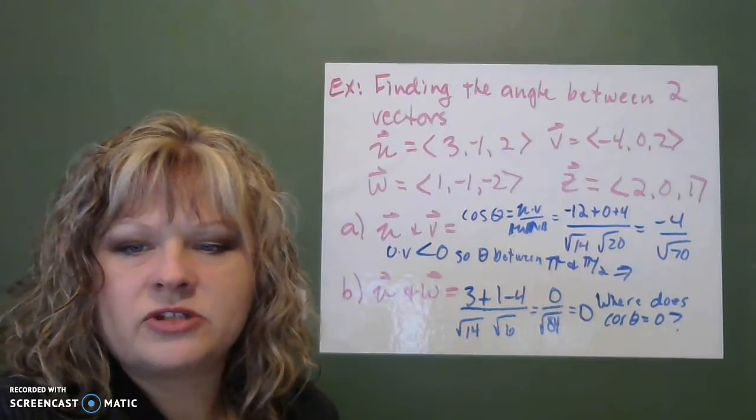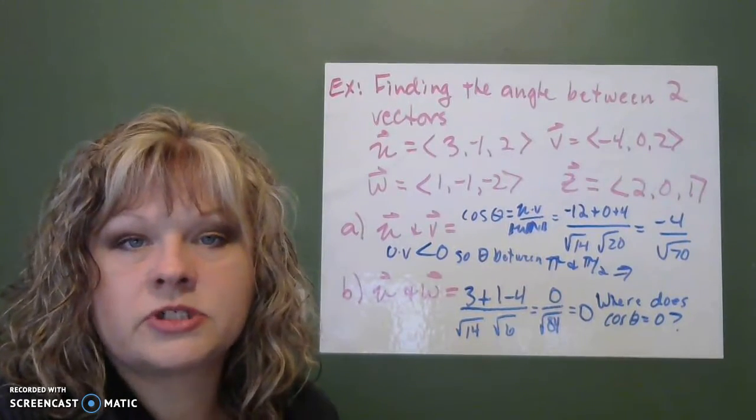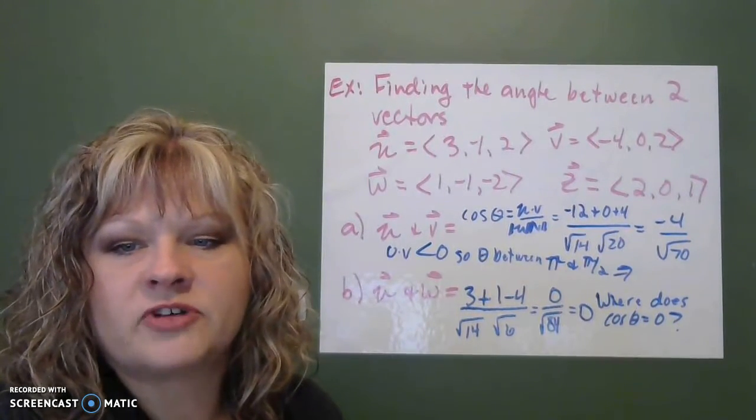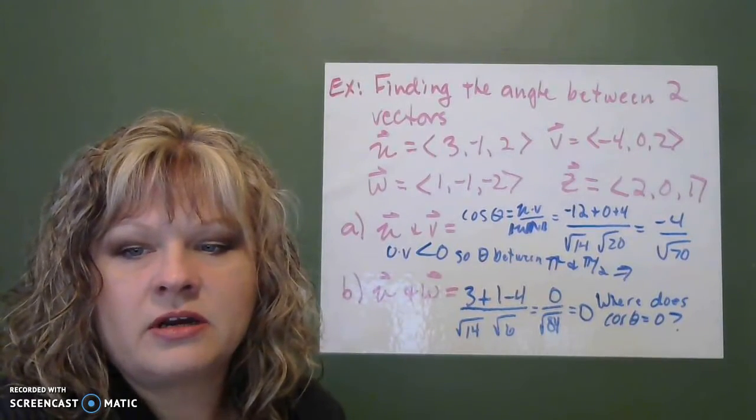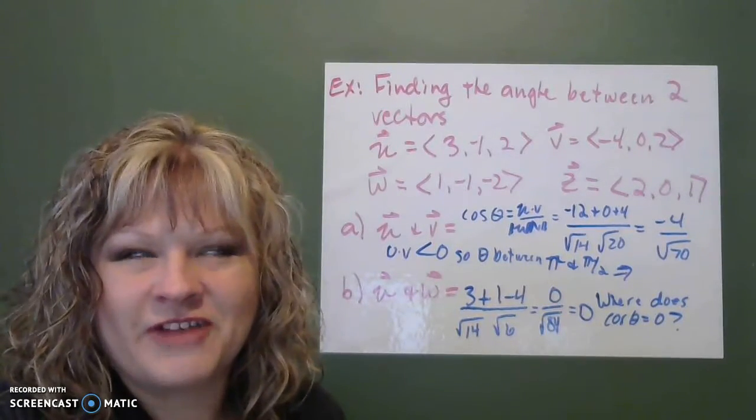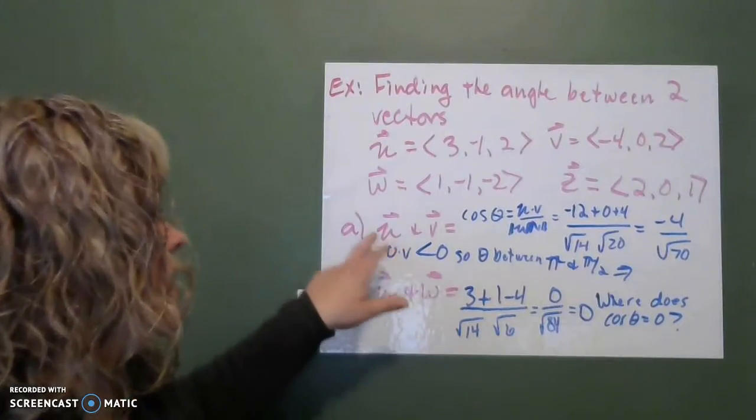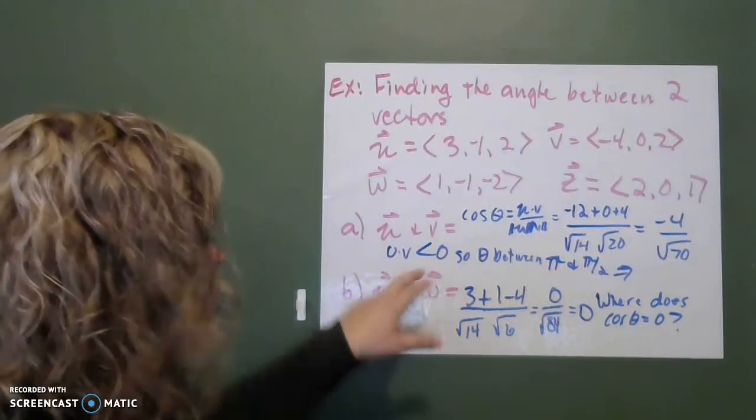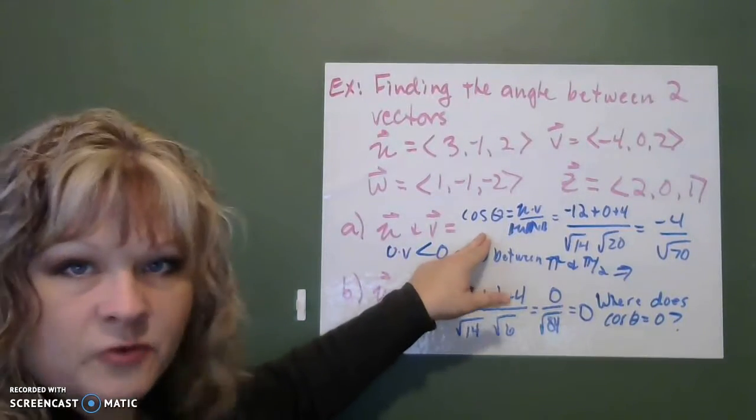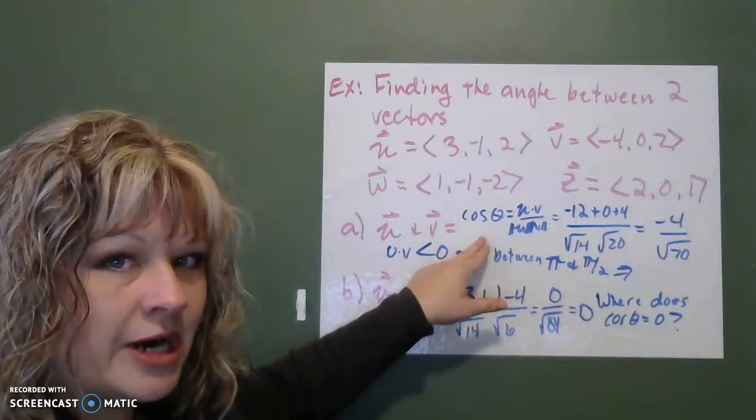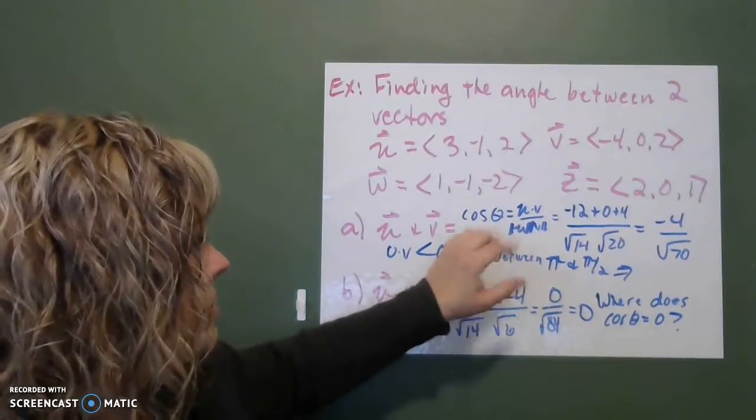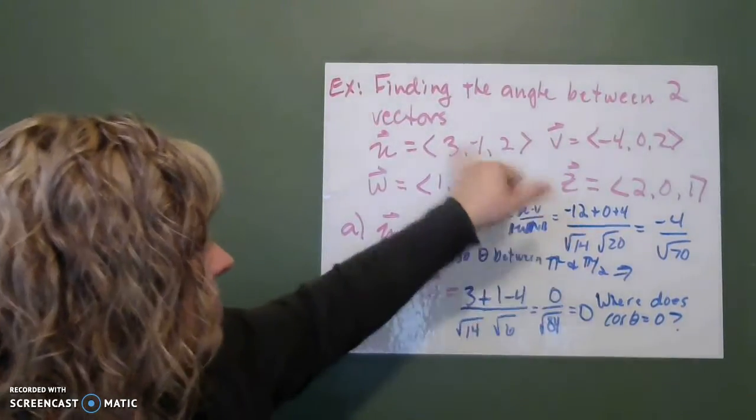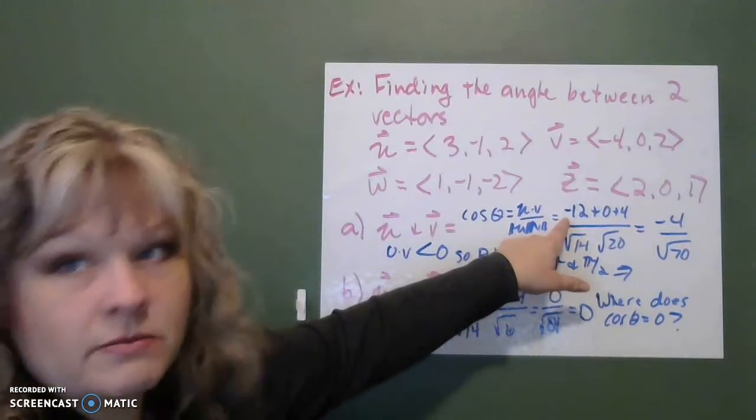So I've got four vectors listed, and the first problem we're going to look at is A. If we find the angle between these two vectors right here, u and v, we're going to use that cosine formula of u times v, that dot product, divided by the magnitude of the two vectors.